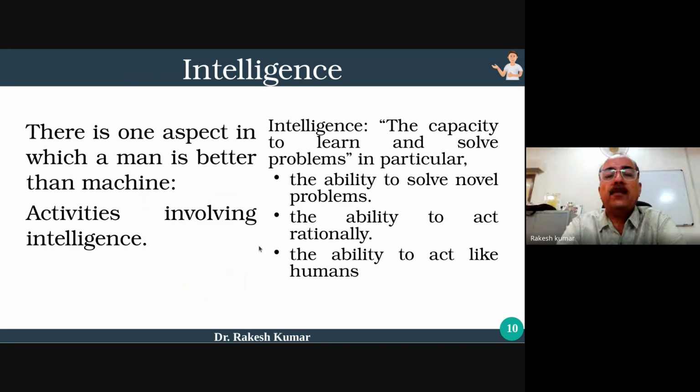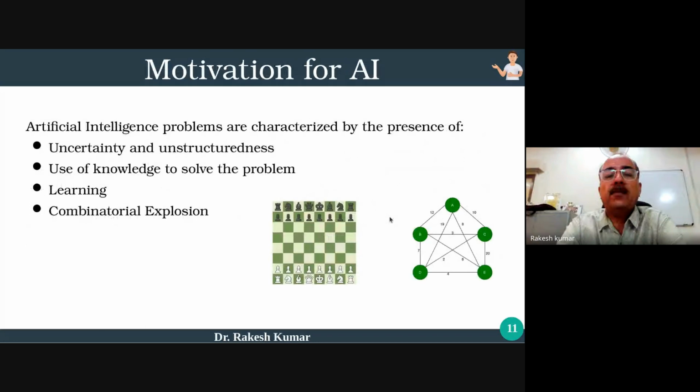And it is said that in all those activities in which intelligence is involved, we human beings are better than machines. So what is intelligence? It's a very difficult word to define, but it is characterized by a number of things. For example, you are seeing on the monitor on the right-hand side of the panel: the ability to solve novel problems, the ability to act rationally, the ability to act like humans. All these are characteristic features of intelligence. But a very important characteristic of intelligent behavior in human beings is learning. That is, we can learn and improve our performance every day. And if we design a machine to work like this, it is intelligence.